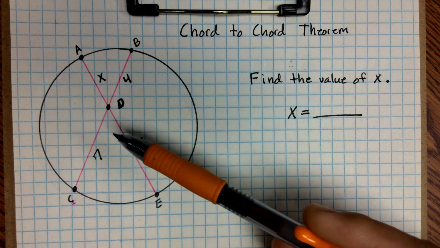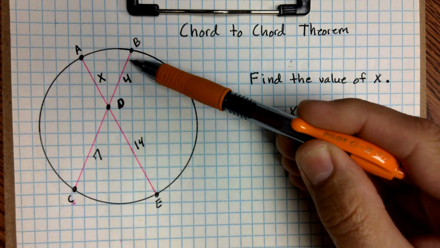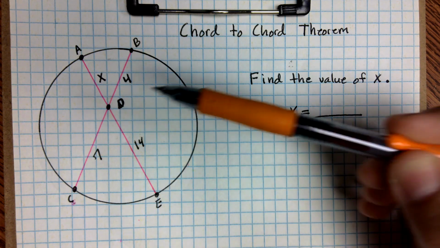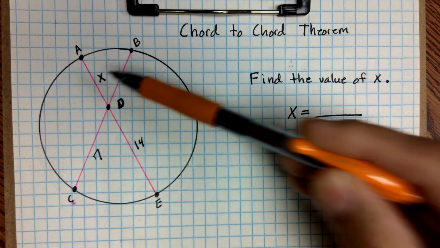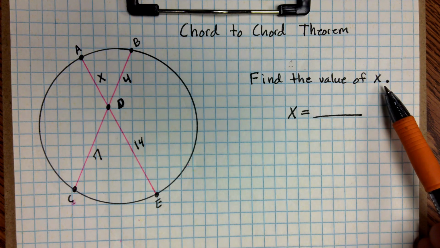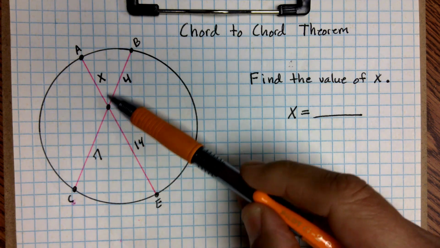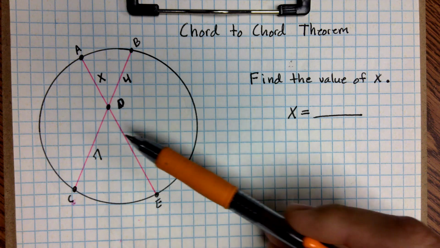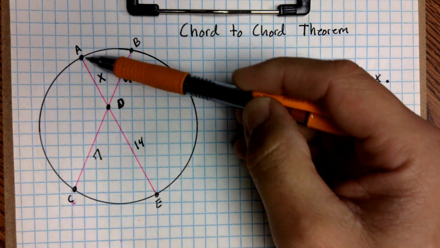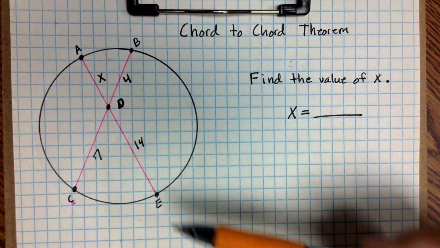Notice in this problem, in this circle, we have two chords and they intersect each other and cross at point D. Notice that we have a variable x, and it's telling us to find the value of x. So they've given us two values for each segment of this first chord, and then we have x representing one segment and we have 14 representing the other.